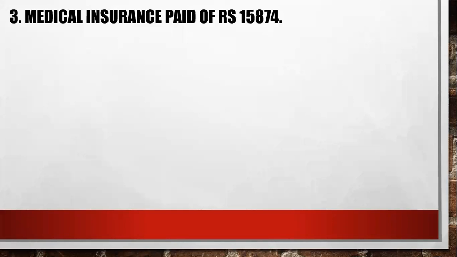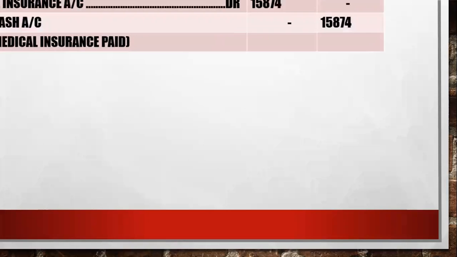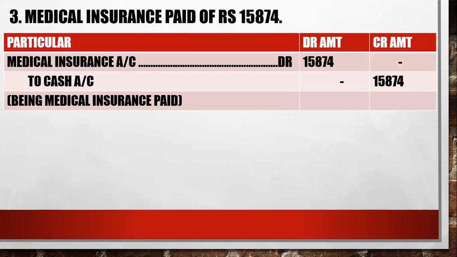Okay, we'll start. This is the third transaction: medical insurance paid of rupees 15,874. What will be the entry? Advance to cash? Yes, ma'am. Medical insurance to cash.